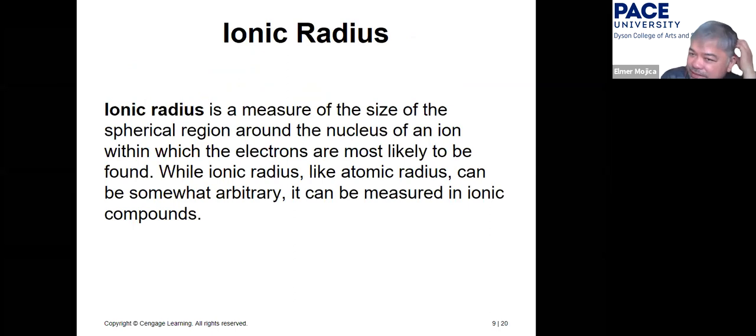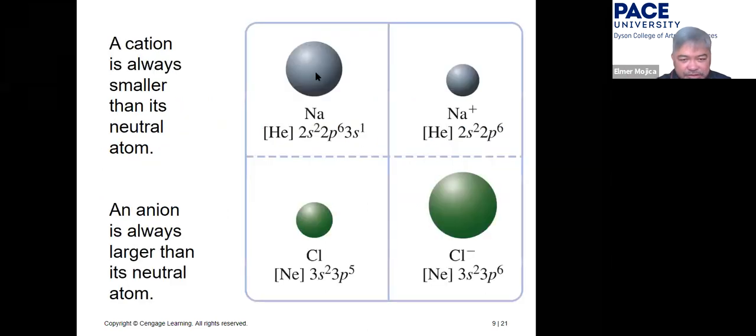Now, what does this mean? We discussed the so-called atomic radius during our trends in the periodic table. So how is atomic radius different from ionic radius? Atomic radius is for a neutral atom. Ionic radius is when your atom becomes charged. It is a measure of the size of the spherical region around the nucleus of an ion within which the electrons are most likely to be found. Like atomic radius, ionic radius can be somewhat arbitrary, but you can measure it in ionic compounds.